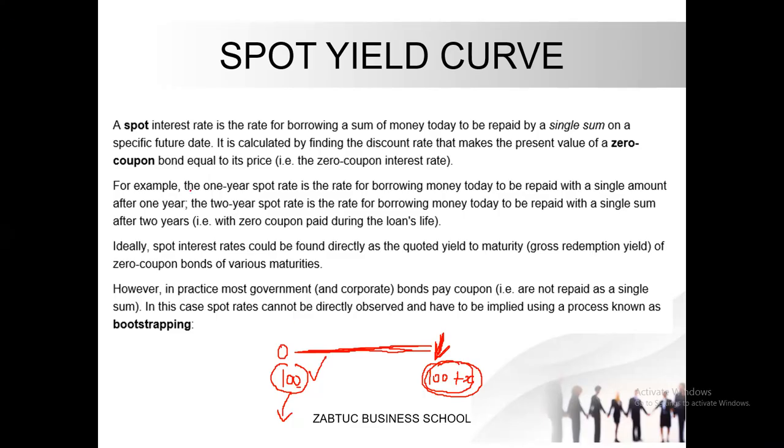For example, the 1 year spot rate is the rate for borrowing money today to be repaid with a single amount after 1 year. The 2 year spot rate is the rate for borrowing money today to be paid with a single sum after 2 years. Have you followed the story? Because that's what we'll be calculating today. A 1-year spot rate is the rate for borrowing money today to be paid with a single amount after 1 year. A 2-year spot rate is the rate for borrowing the money today to be paid with a single sum after 2 years.